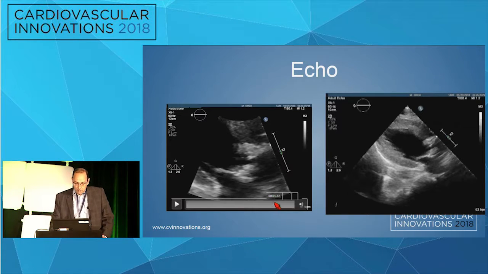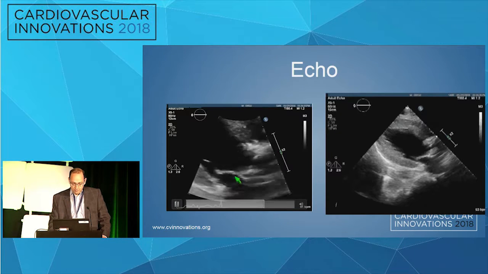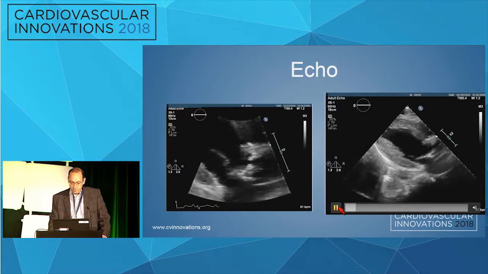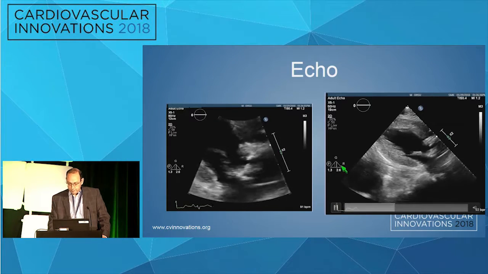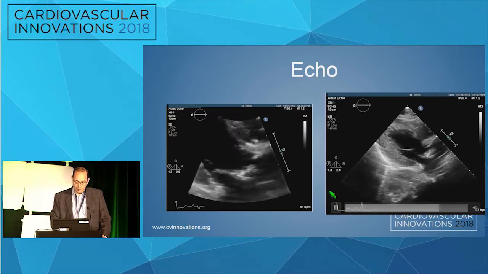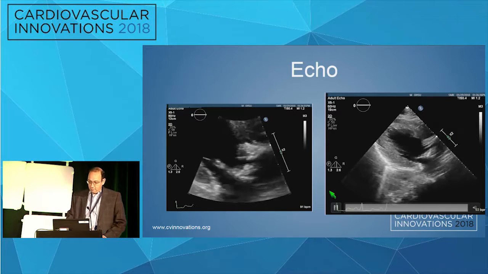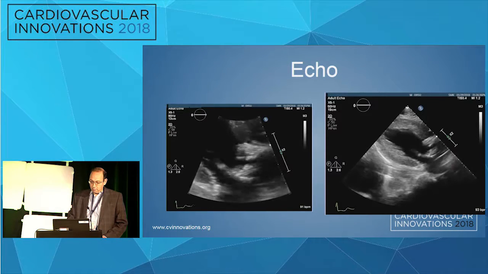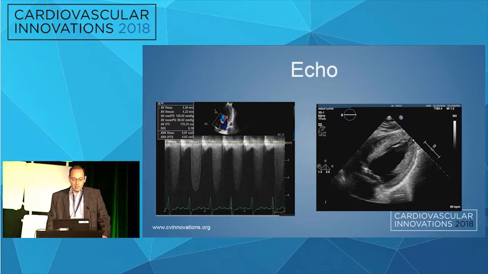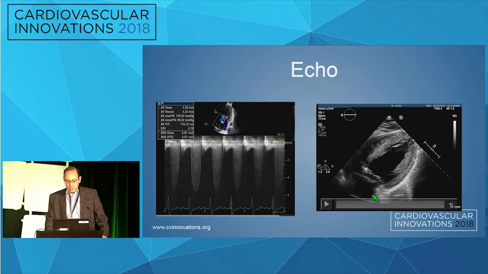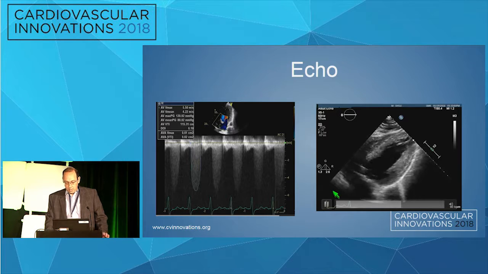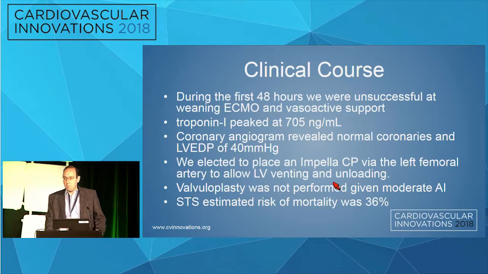So this is his echo. I hope it plays. You know, very bulky calcified valve, and this is his ventricle. And as you can tell, his ejection fraction is severely reduced. Despite that, we got a mean gradient of around 80 across that valve, and he had probably around moderate AI at most. So we put him on ECMO, and the goal was to tune him up for TAVR.